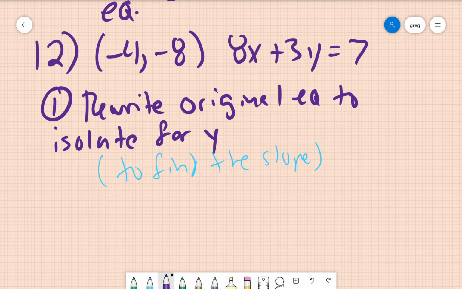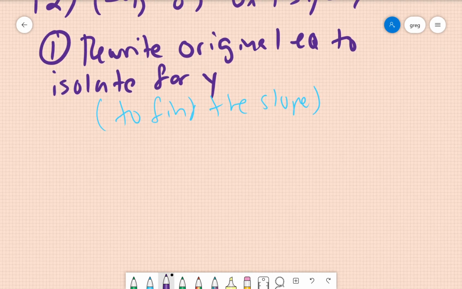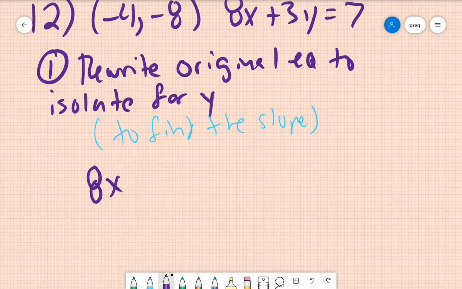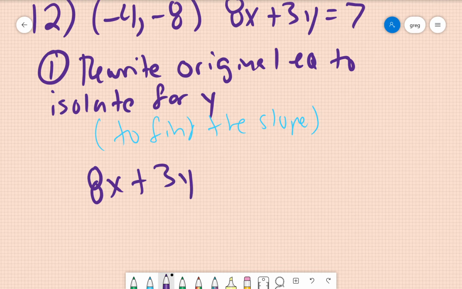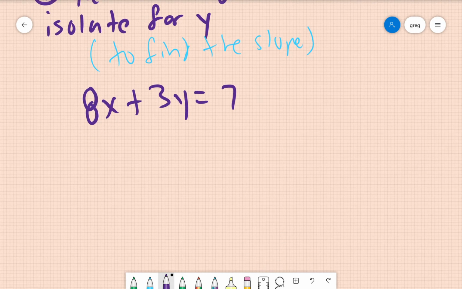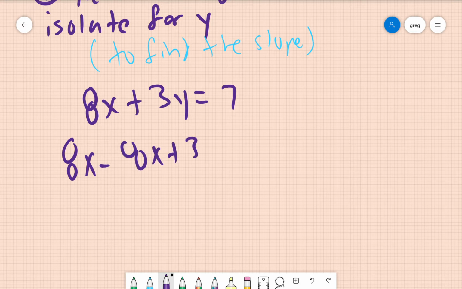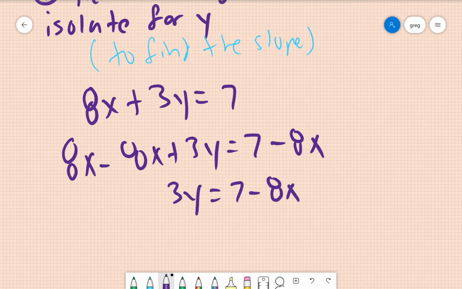Martin, can you talk me through this one right quick? So if I have my equation up there, I need to go ahead and isolate it for y. I'm going to write it. So 8x plus 3y equals 7. Can you walk me through how I isolate for y? So what operation am I doing? Am I adding or subtracting? Yes. So let's go 8x minus 8x plus 3y equals 7 minus 8x. 3y equals 7 minus 8x. Okay, that makes sense. Now what?